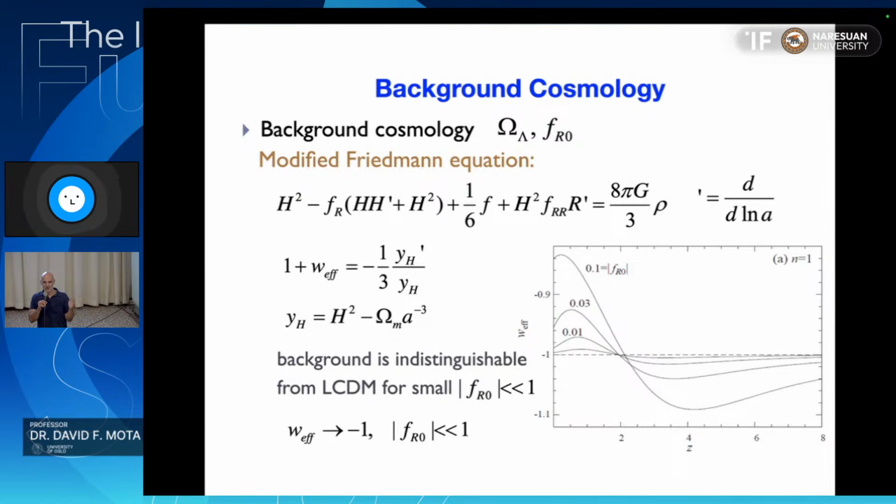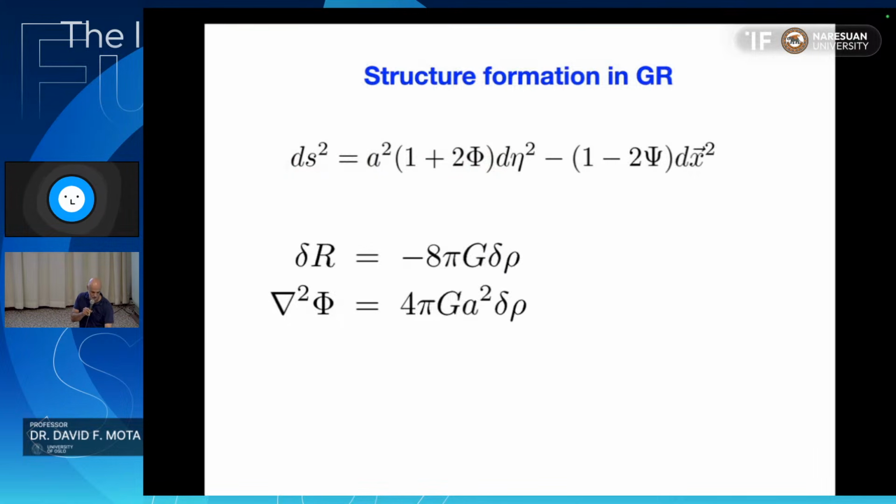Okay? So my aim is to make your life complicated with a complicated theory, but let's try to find some signatures. And hopefully in cosmology, I will show you there are some very strong signatures of this theory. But they're not at the background level. We need to go to perturbation theory, and we need to do structure formation.